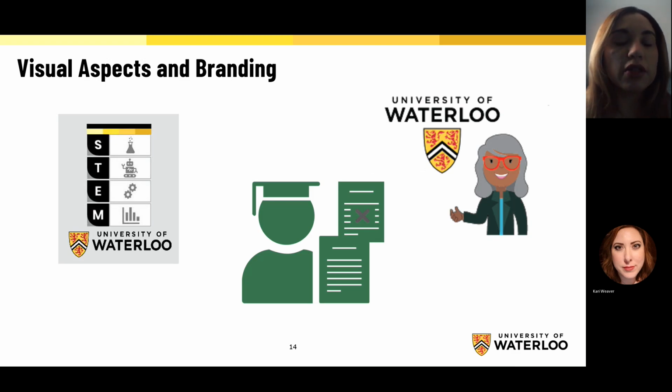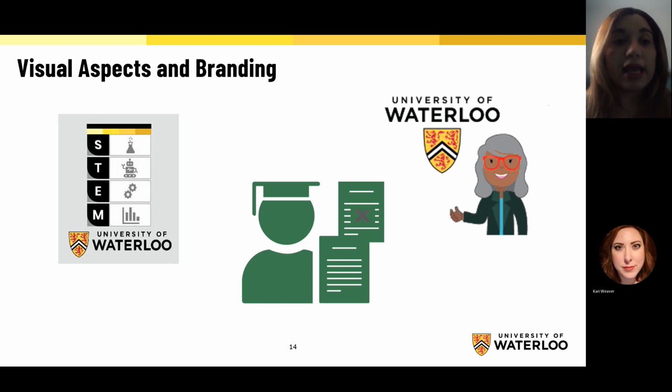When talking about the visual aspects and branding of these modules, participants talked about the use of visual elements and colors. They like the graphics and the avatars, and students also mentioned that they like the visuals because they make the content more relatable for them, especially for students that are considered visual learners. They also mentioned that it is easier to comprehend and engage with the information when there is a visual aspect connected to the content.